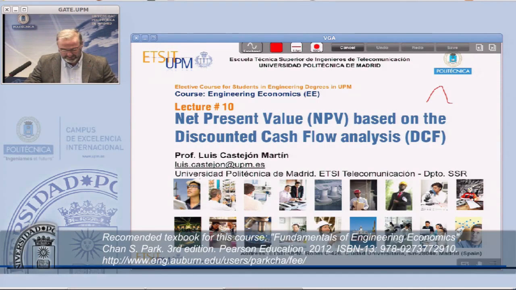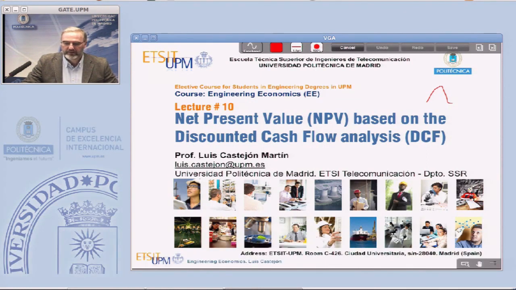We are going to see today lecture number 10, Net Present Value, based on the discounted cash flow analysis, which is the NPV. This is a very well-known technique used for evaluating investment projects. It's the most used in the world. So we are going to see it in great detail.